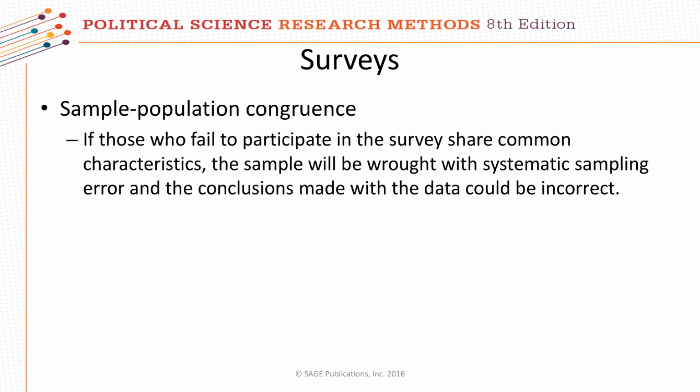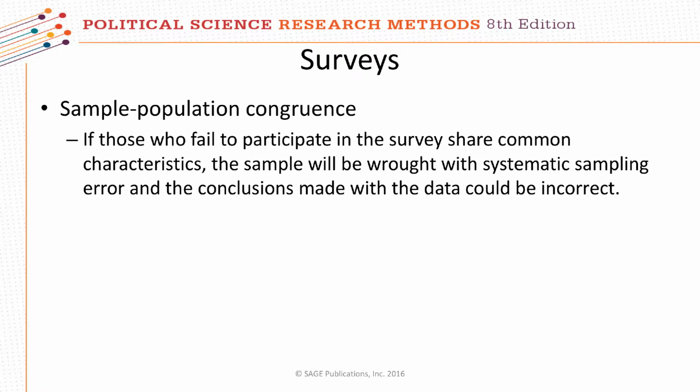And if those who fail to participate in the survey share common characteristics, let's say you're asking questions on race and politics, and people in minority groups become very uncomfortable with the way you're asking the question and refuse to answer. Well, then you're going to bias your results against that population one way or another. And so the sample will be fraught with systematic sampling error, and the conclusions made from the data could be wrong.